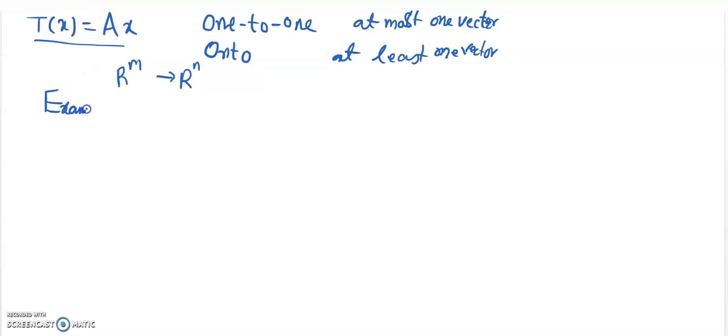The example is this. Suppose we have A as the matrix (2, -1; 1, -1), and we are using the same transformation.